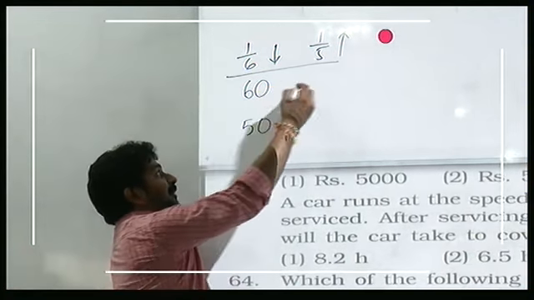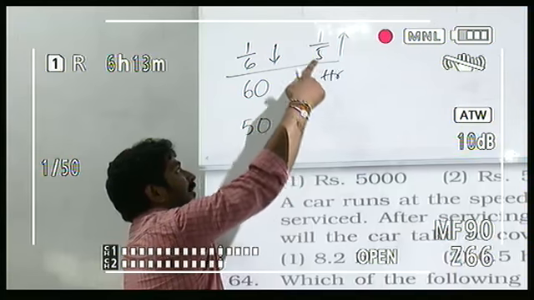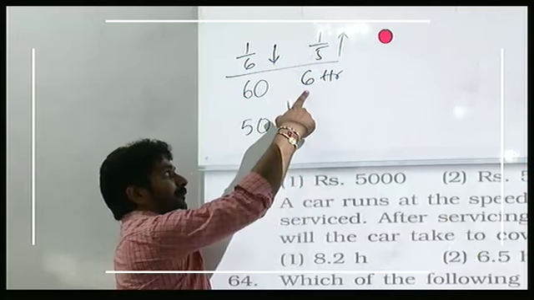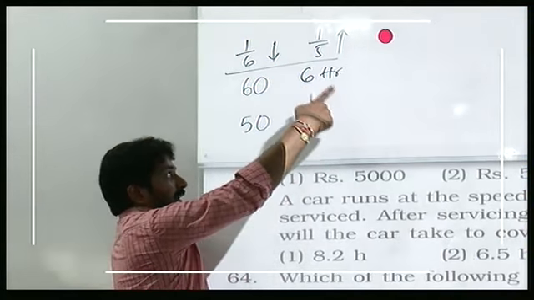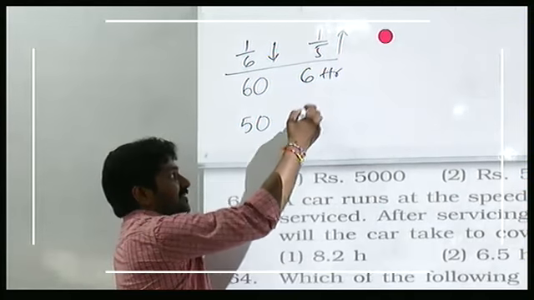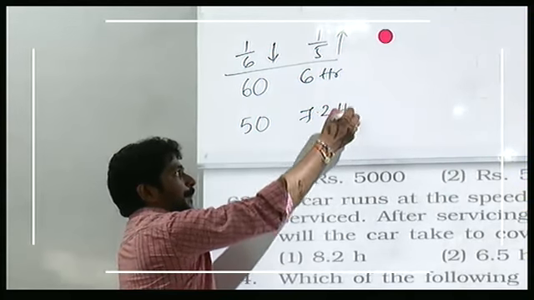So moving with 60 km per hour, it takes 6 hours to reach. And now it will increase by 1/5. 1/5 of this number is 1.2. Increases, right? So 1.2 plus 6. Answer is 7.2 hours.